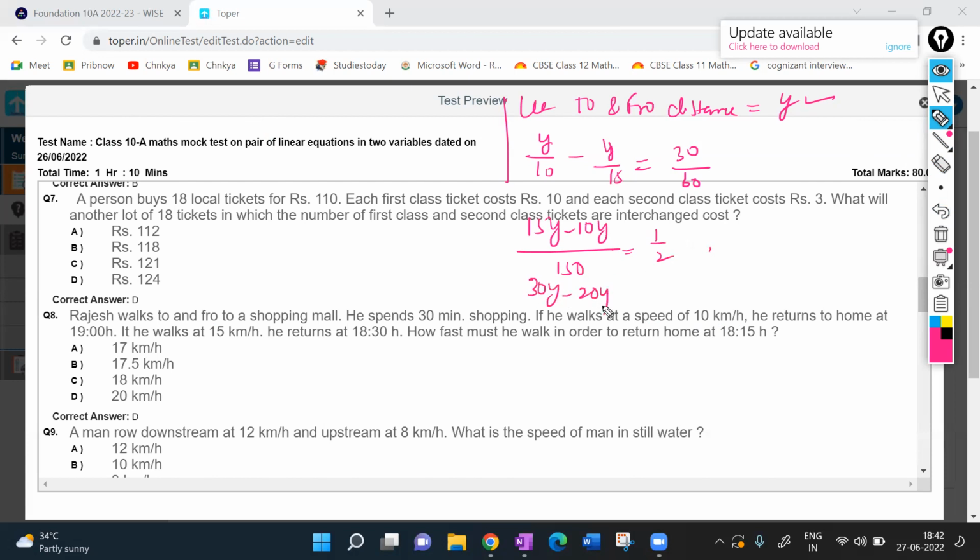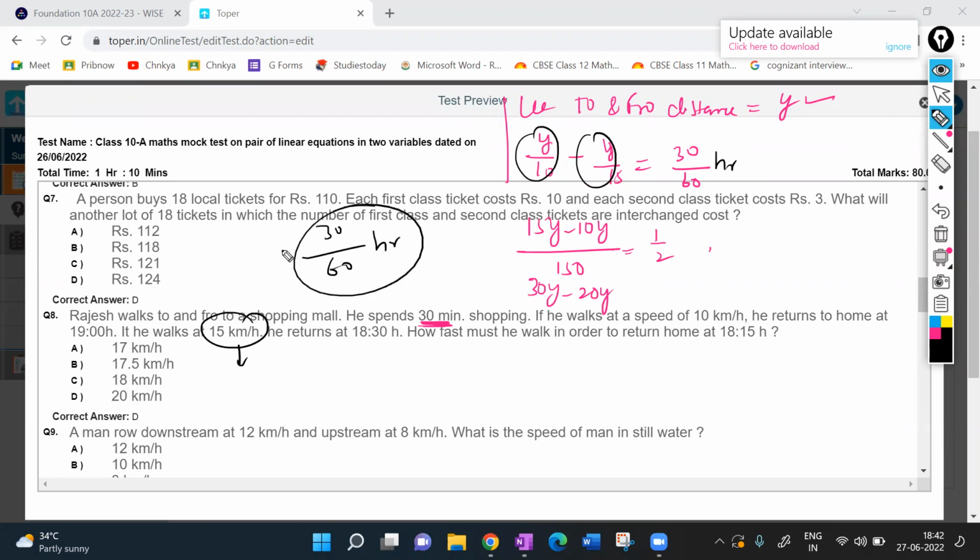How did you get 30 by 60? He has given 30 minutes, right? Look, beta, why did I get that? I'll tell you. He has given 15 km per hour. I am writing in terms of hours here. This is also in terms of hours, right? 1 hour is 60 minutes. He has given 30 minutes. So 30 by 60 hours, right? You understand my point?